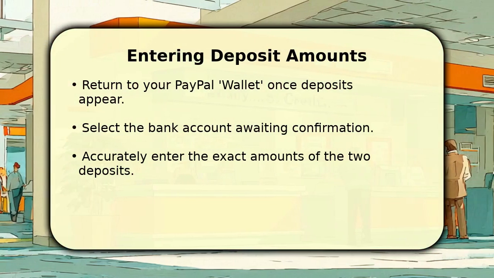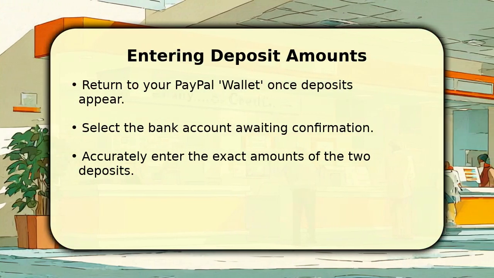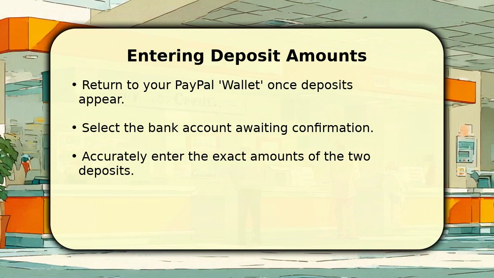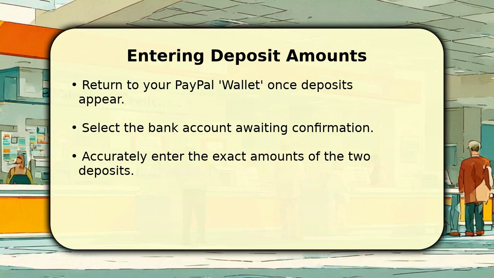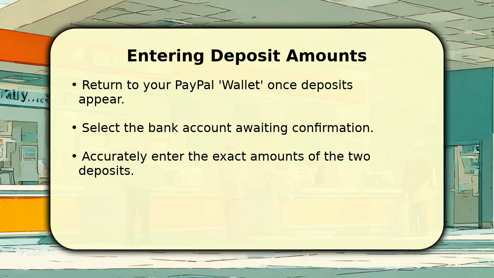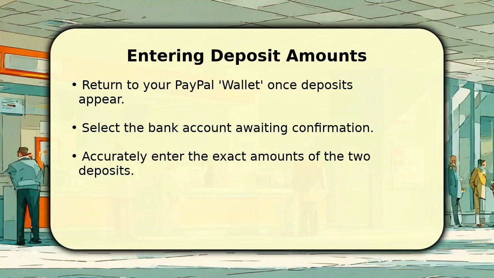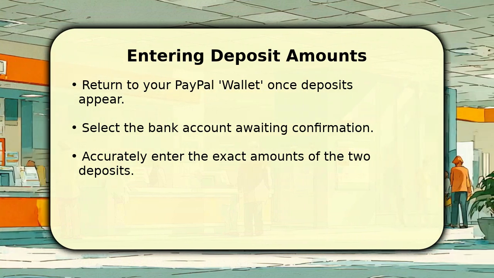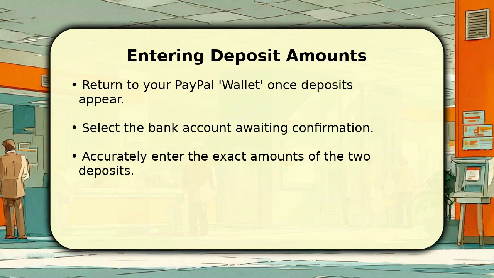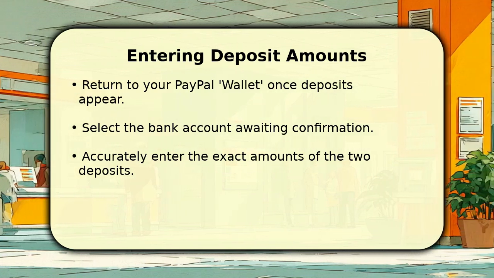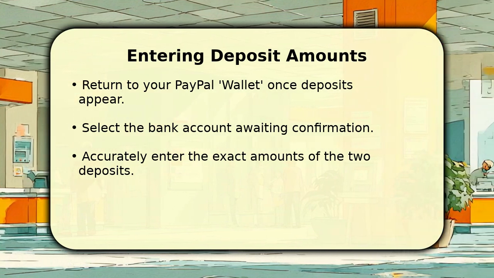Once you have located those 2 small deposits on your bank statement, return to your PayPal account. Go back to the Wallet section and select the bank account that you are in the process of confirming. You will then be prompted to accurately enter the exact amounts of the 2 deposits you received. It is important to input these figures precisely as they appeared in your bank account.